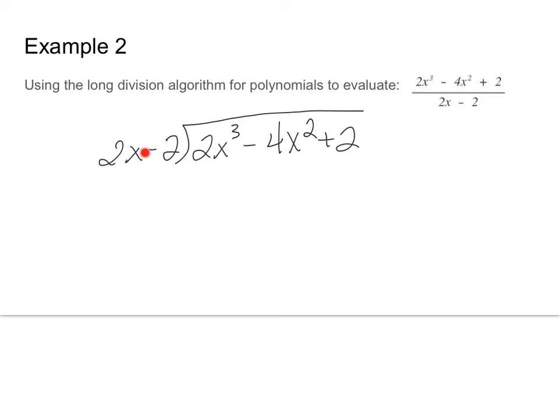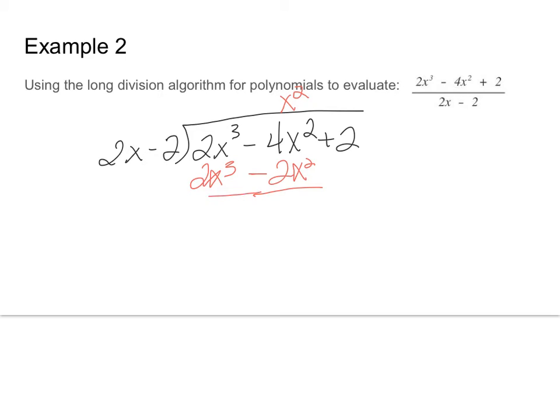If we have two terms here, we need to make sure we have two terms here. So we're going to write our answer above the second term. So we need x squared. Distribute through: x squared times 2x, x squared times negative 2. We have 2x cubed minus 2x squared.